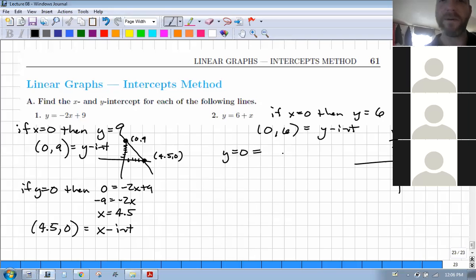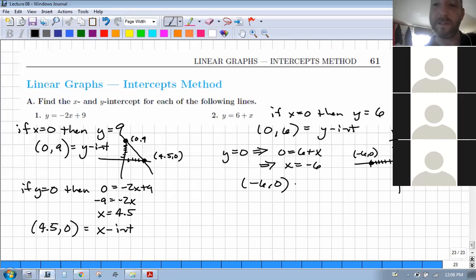If y is 0, then we have 0 equals 6 plus x. Plugging in a 0 there, which tells us that x is -6. So -6, 0, which is 1, 2, 3, 4, 5, 6. This is -6, 0. This is our x-intercept. We have 2 points here. This line gives us all the solutions to this equation.